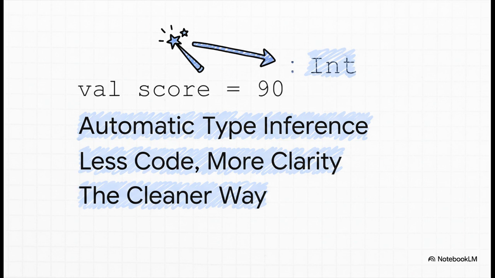That's it. When Kotlin sees equals 90, it just knows. It says to itself, okay, 90, that's a whole number. This must be an int. You don't have to spell it out. This makes your code so much shorter and cleaner to read. Honestly, this is how you'll see it done most of the time.